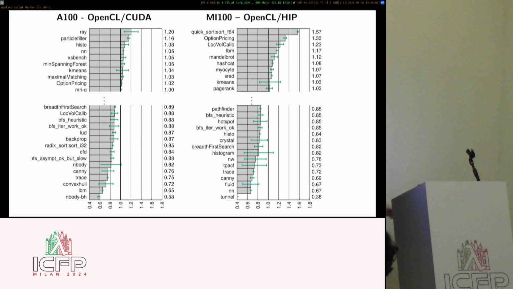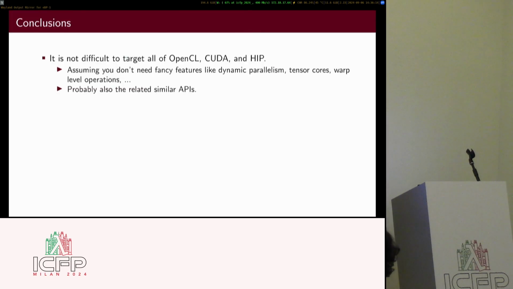All right, so this managed to narrow the gap somewhat, but there are still some really weird differences that are kind of unfortunate, despite these APIs in principle being equivalent. So my conclusion based on this work is that it's actually not difficult to target all of OpenCL, CUDA, and HIP. They are conceptually very similar, especially if you don't need any fancy features.